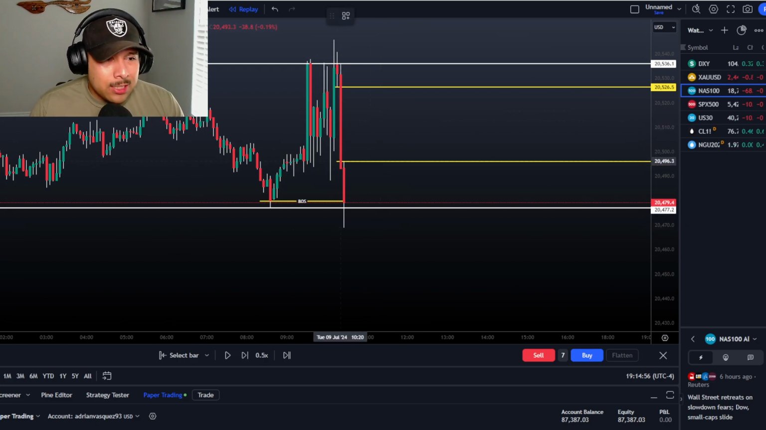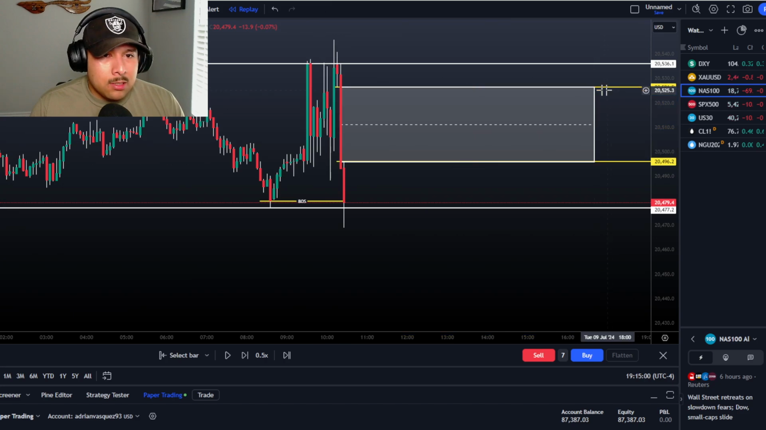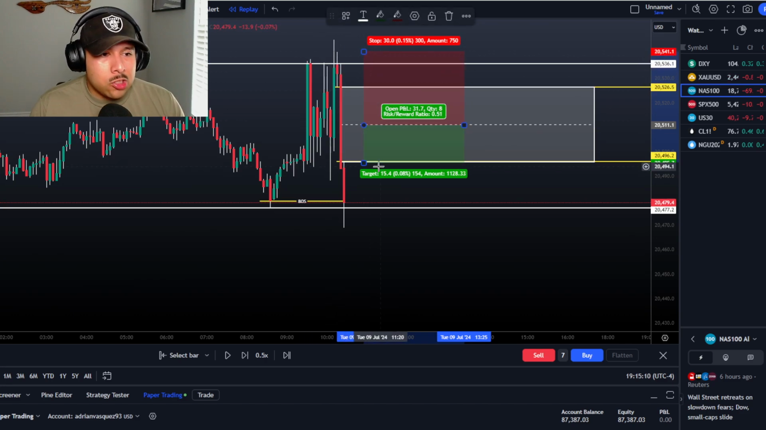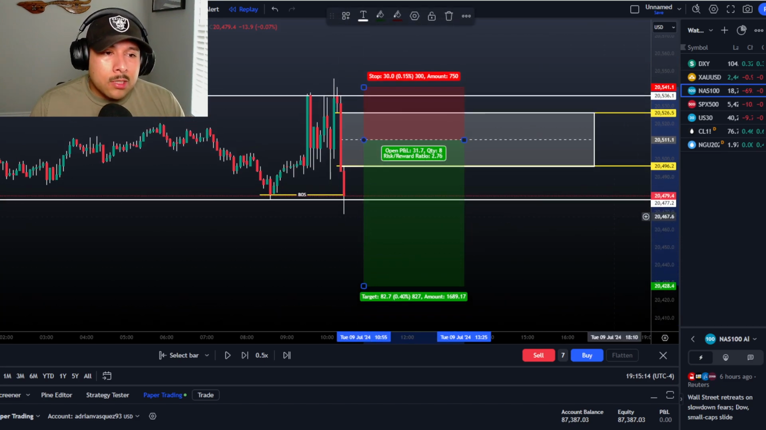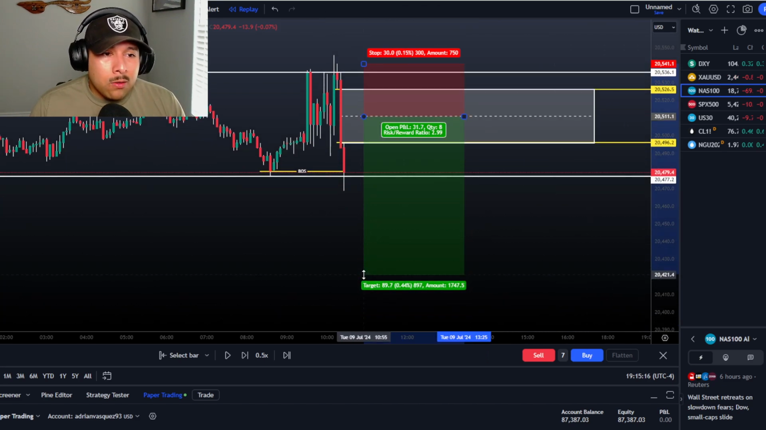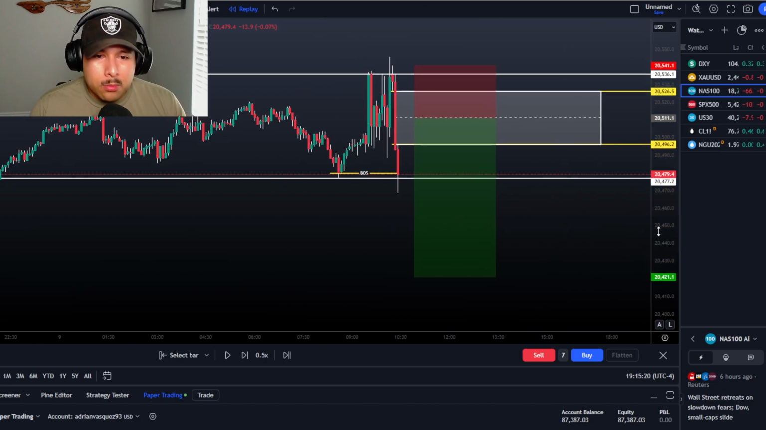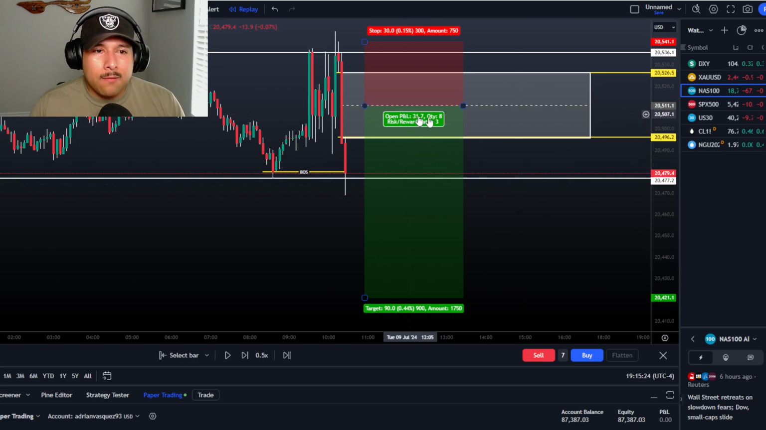All you've got to do now is draw a box from the beginning to the end of your fair value gap. Enter at the 50% line, put your stop at the swing high of the first candle that started the move, and then target a 1 to 3. If you just follow this simple trading strategy, you will be profitable. All you've got to do is follow it. Follow the plan. Follow the plan.